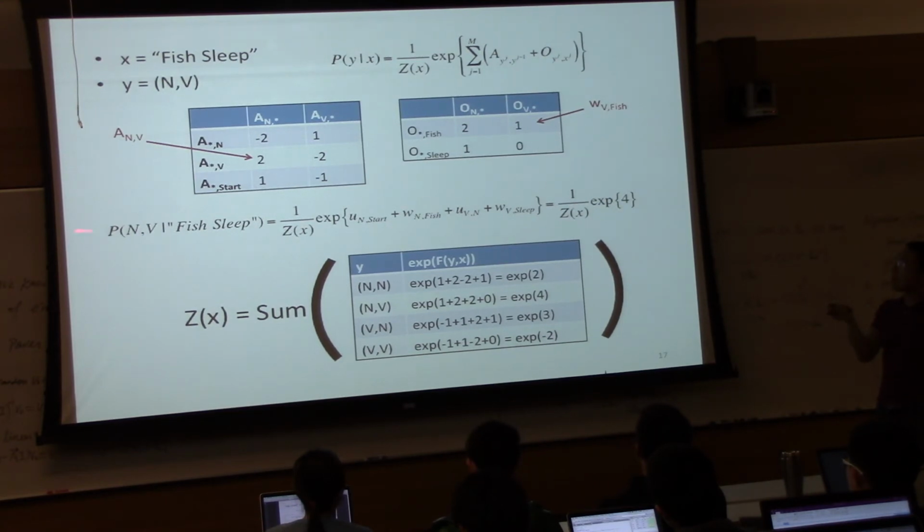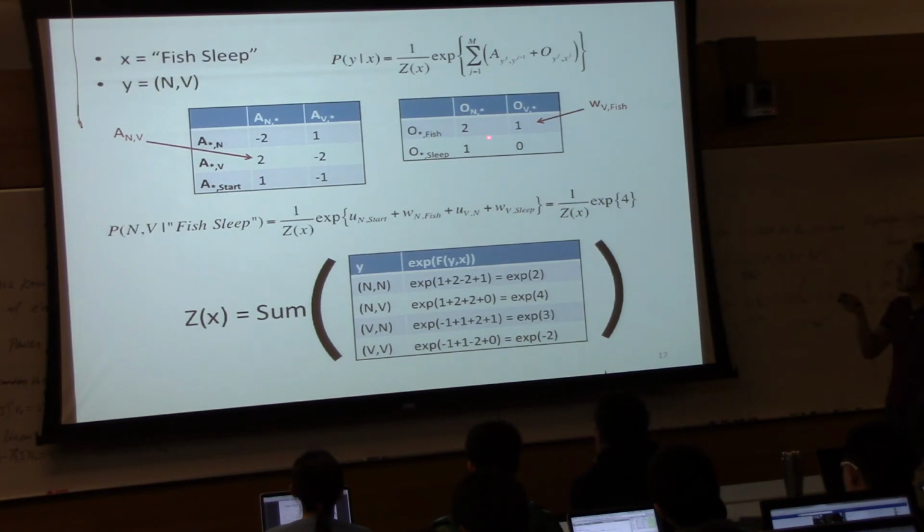Okay, so the probability of this y, noun, verb, given the input, is equal to the summation of the corresponding values in these parameter matrices that correspond to start transitioning to noun, noun associating with fish, noun transitioning to verb, and verb being associated with sleep. You sum that up, you get e to the 4.